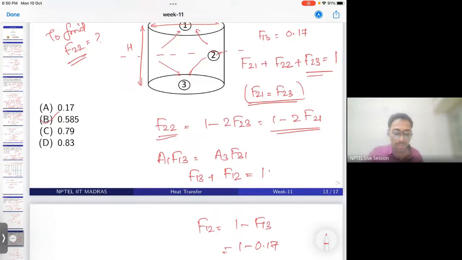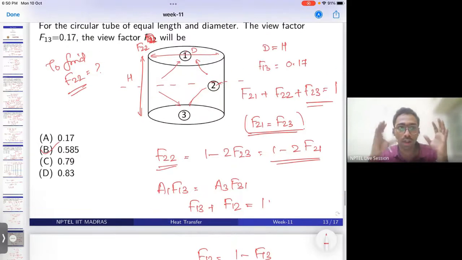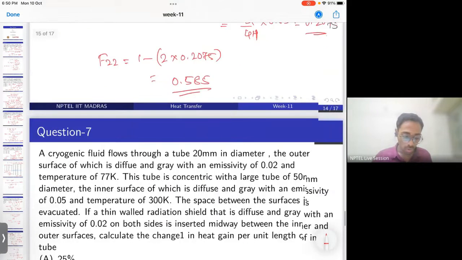I hope this was clear. You just need to visualize how the radiation will go when we solve these view factor equations. So let's move on to the next question.